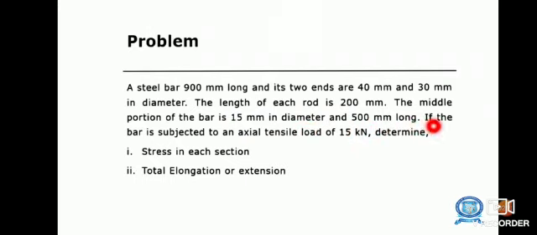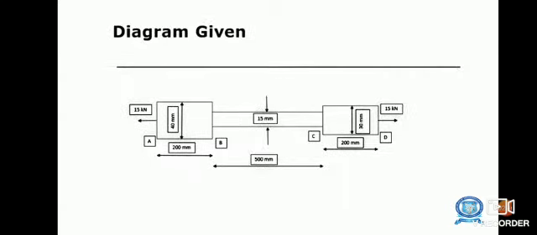The bar is subjected to an axial tensile load of 15 kilonewton. Determine the stress in each section, so we have to find the stress in each section. Also find the total elongation of the bar. So that is the given diagram.